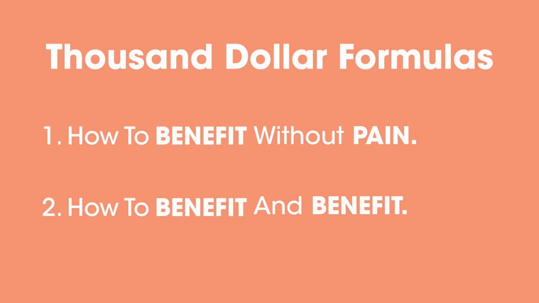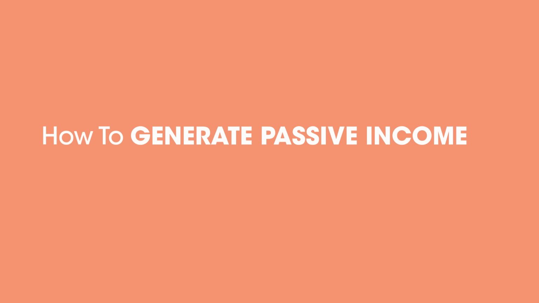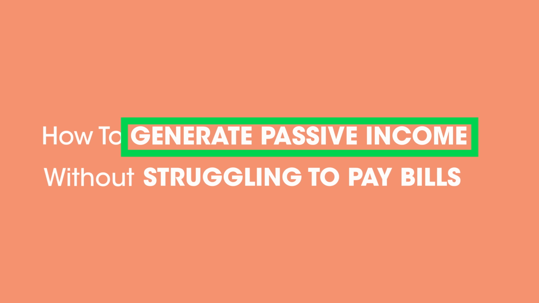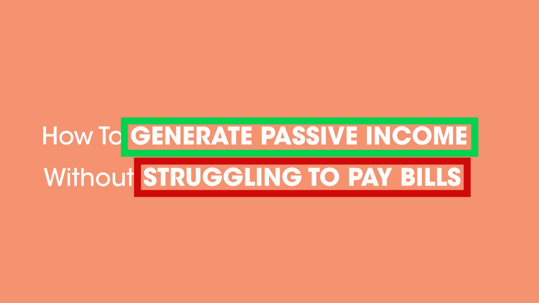So let's use real world examples. The first example is going to be in the make money space. So here goes. How to generate passive income without struggling to pay the bills on time. So here you're going to have a benefit and also a pain. You're giving them a benefit and then enticing them that they can remove a pain.